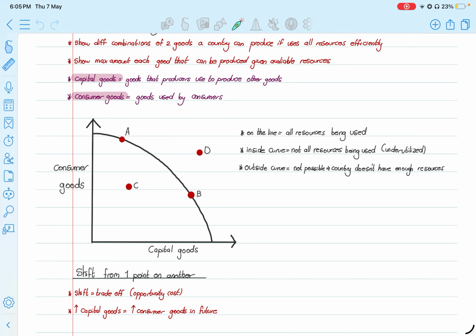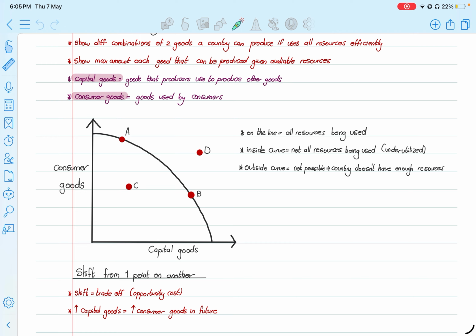These two goods are shown graphically on a graph that highlights what a country can produce, the different combinations of the two goods that can be produced if all the resources are used efficiently. This is a graph that shows efficiency. It shows the maximum amount of each good that can be produced given the available resources. For example, if I only want to produce consumer goods, we're here, so the maximum amount we can produce is, let's say, 15. You know what I mean.